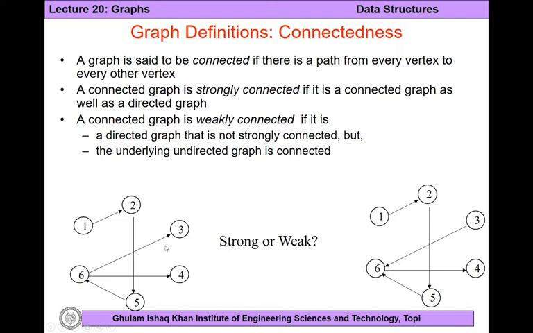And then there are certain other definitions in the graph which involve the concept of connectivity. Now, a graph is said to be connected if there is a path from every vertex to every other vertex.